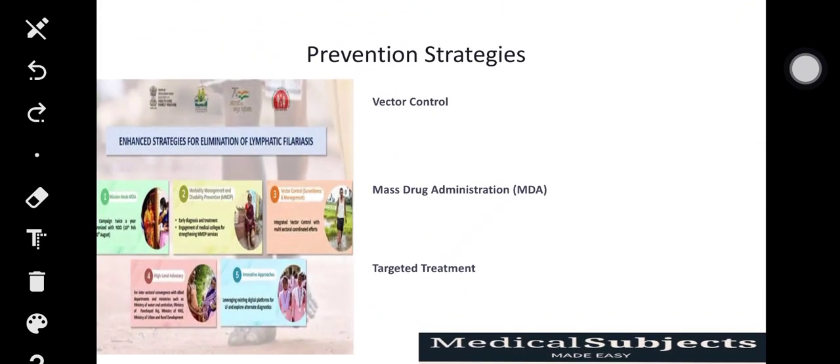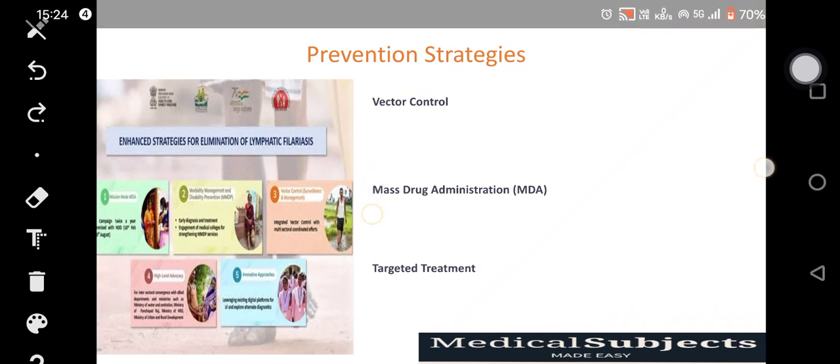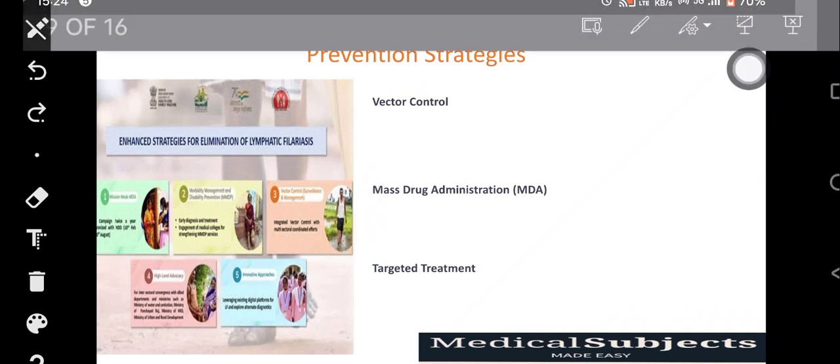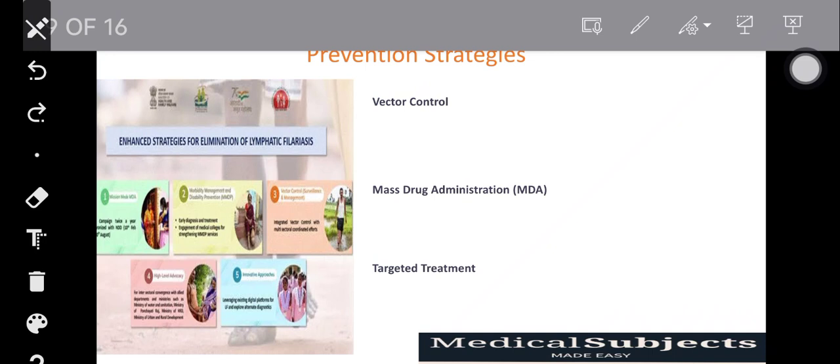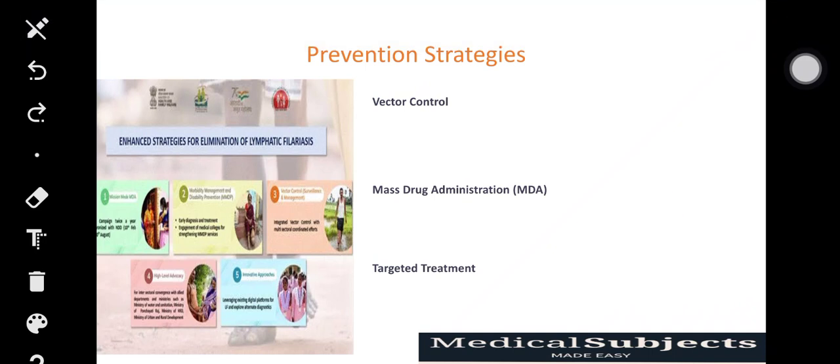So prevention strategies. Three main prevention strategies: vector control, mass drug administration, and targeted treatment. So you can see there the enhanced strategies for elimination of lymphatic filariasis. Vector control is the first one. Second is mass drug administration.